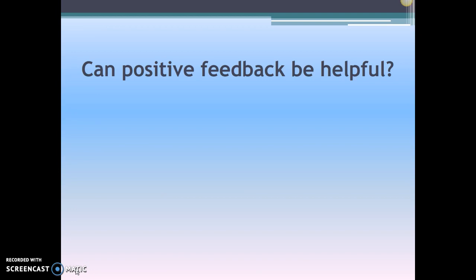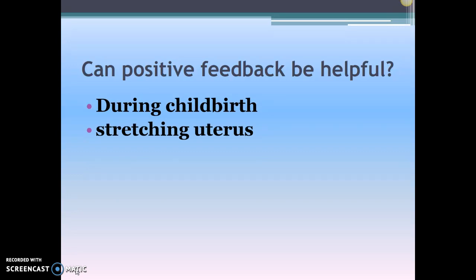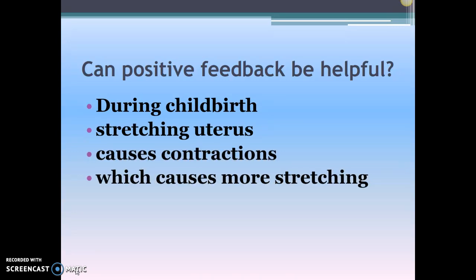Can positive feedback be helpful? Yeah, I already gave that away during childbirth. It stretches the uterus, causes contractions, causes more stretching, causing more contractions, until out comes a baby.